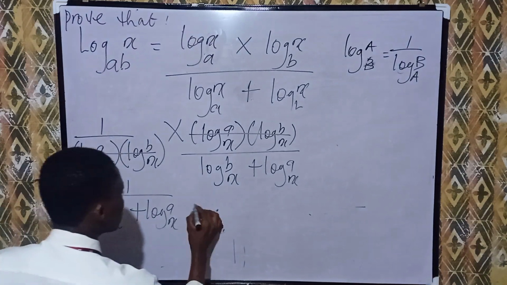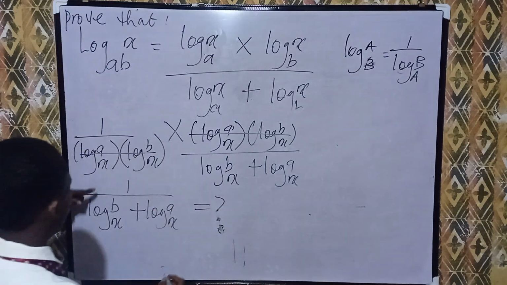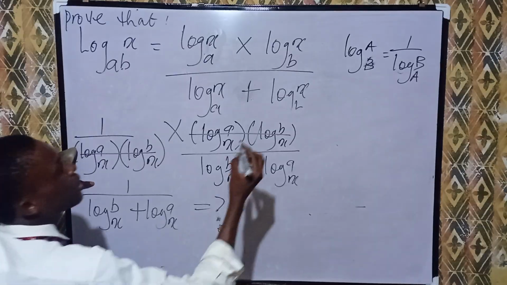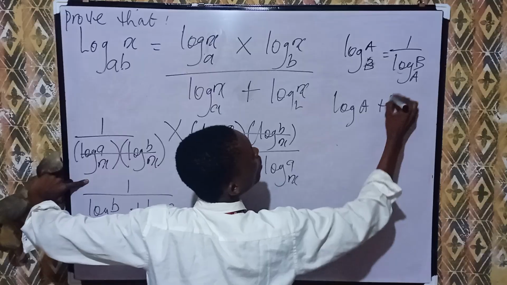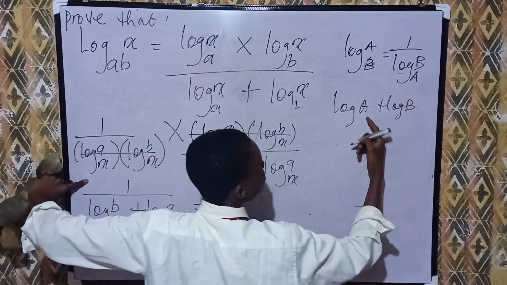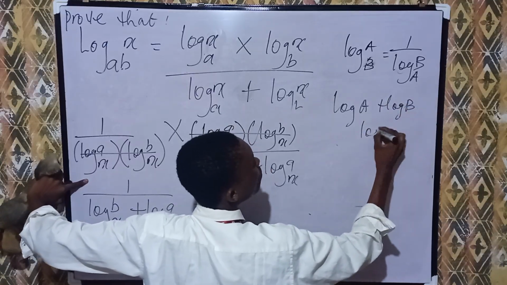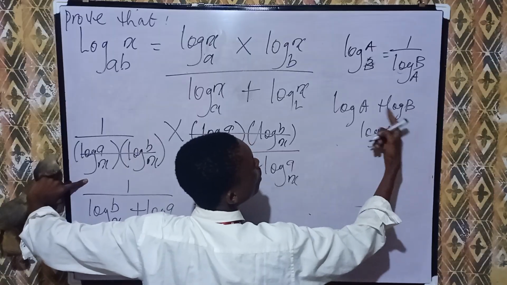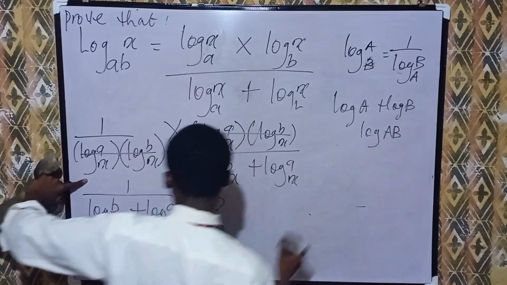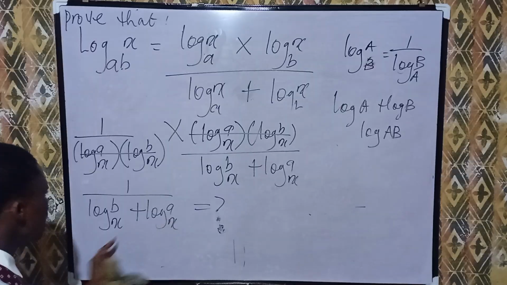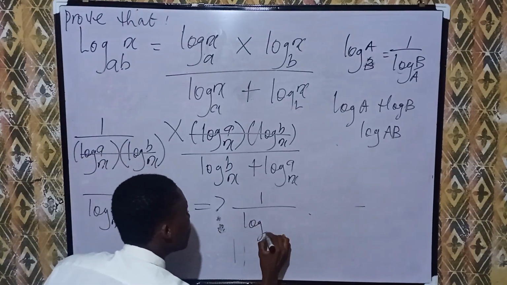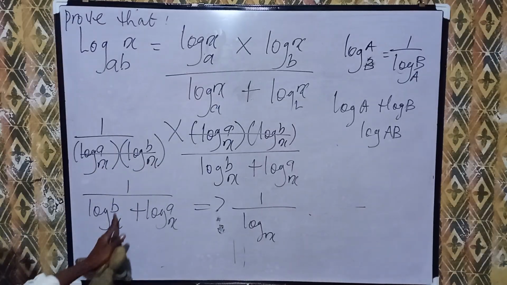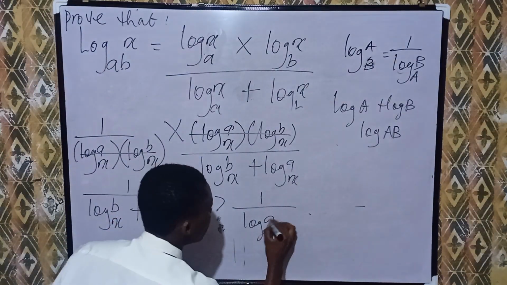So clearly we can see that from the laws of logarithm, if we have log a plus log b, since we are adding and the bases are the same, we take one of the bases and multiply the logs. So a times b is ab. So from here we are multiplying this since the bases are the same. So this implies that 1 by log base x of a times b gives us ab.